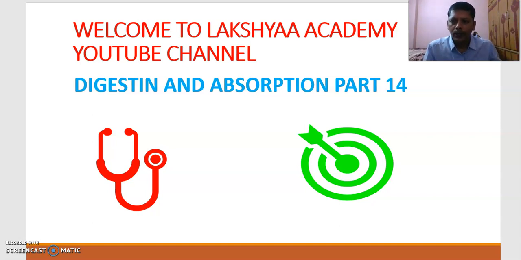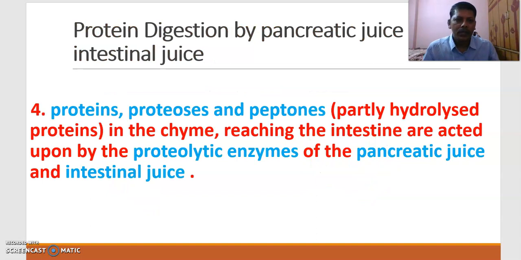Okay, let us start with the protein digestion. In the previous part, we learned how proteolytic enzymes present in the pancreatic juice are activated. Pancreatic juice consists of proteolytic enzymes like trypsinogen, chymotrypsinogen, and procarboxypeptidase, and we saw how they are activated from inactive form to active form. Okay, let us now see how proteins are digested.